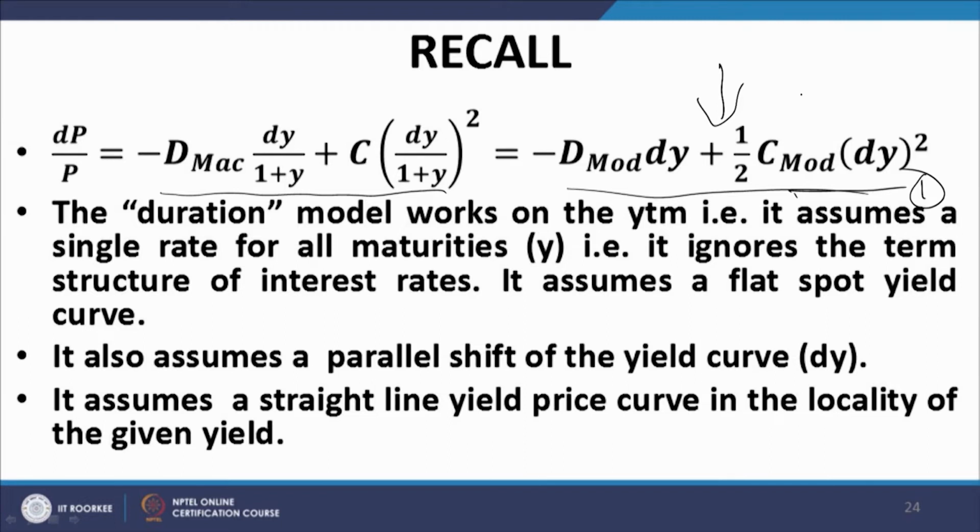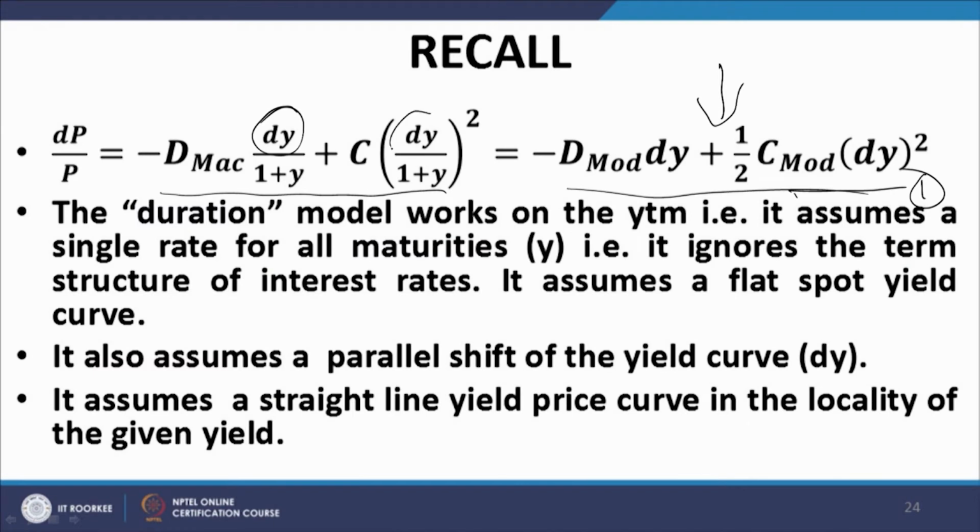There are two fundamental assumptions in duration. Number one, that the term structure is flat, that is, all cash flows from the bond are discounted at the YTM rate. And number two, the shift corresponding to an interest rate change is a parallel shift in the yield curve, that is, there is no asymmetry insofar as the shift in the yield curve is concerned.